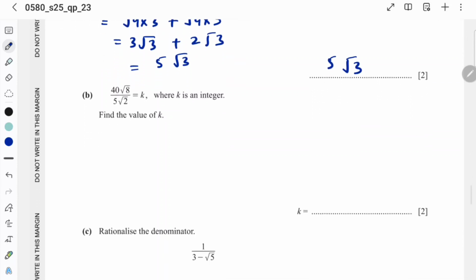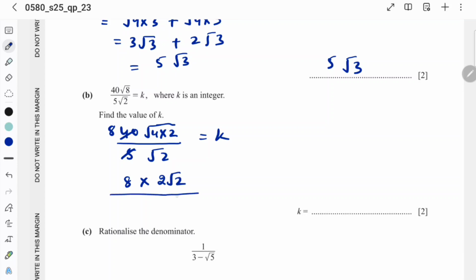Next part, 40 square root 8 divided by 5 square root 2 is equal to k. Now 40 square root 8 means 4 times 2 is 8, okay. Then 5 square root 2 is equal to k. 5 times 8 is 40. And then square root 4 will become 2 square root 2 divided by square root 2 is equal to k. You can cancel it. And then k will be equal to 8 times 2, which is equal to 16 here.